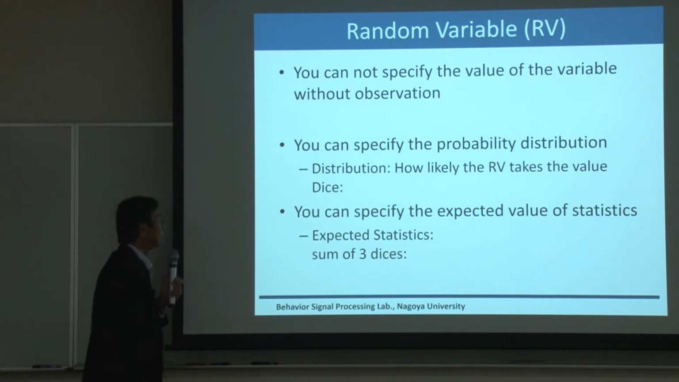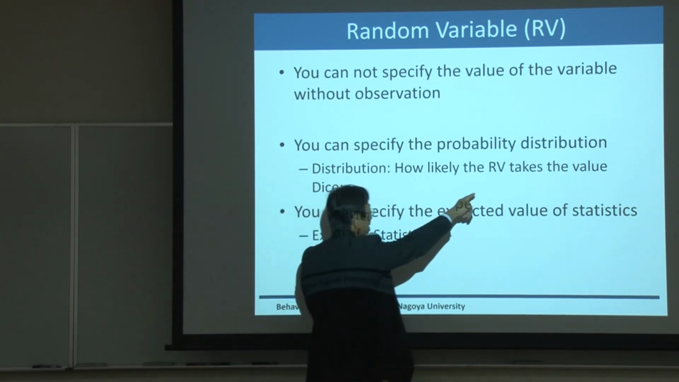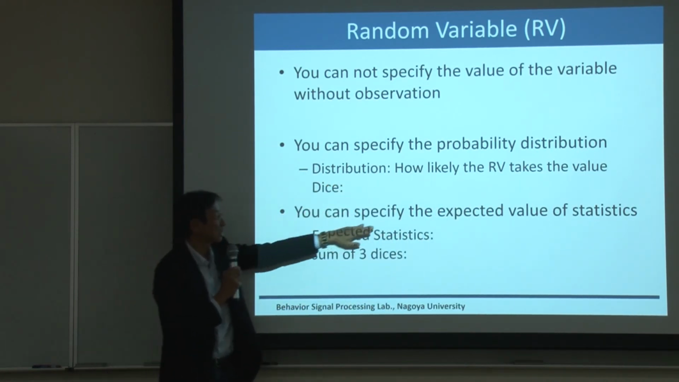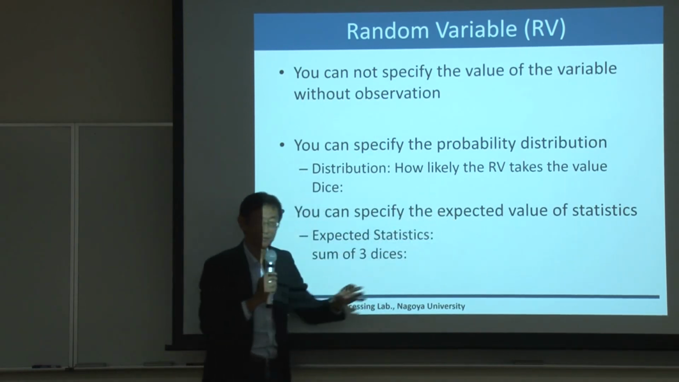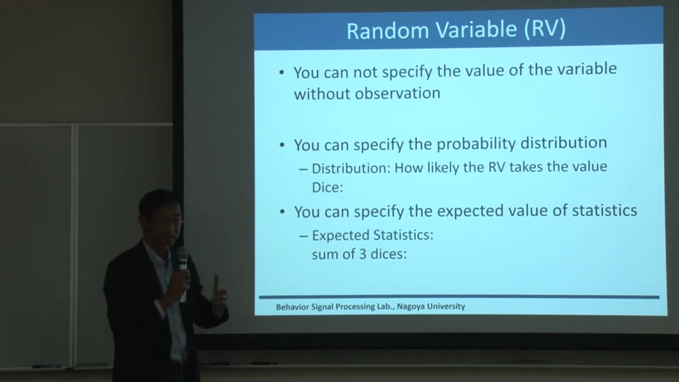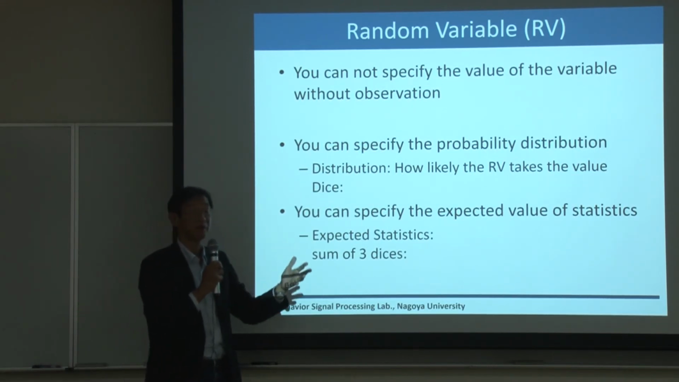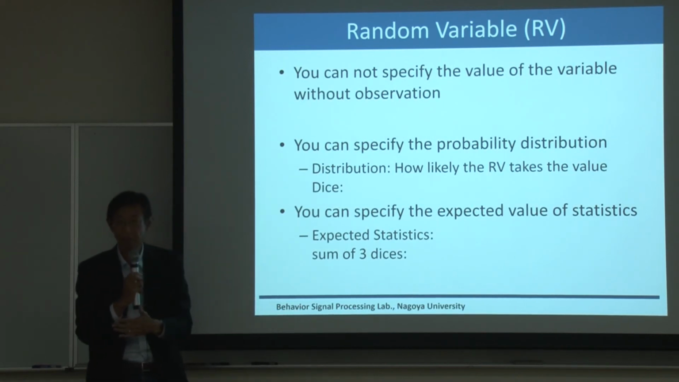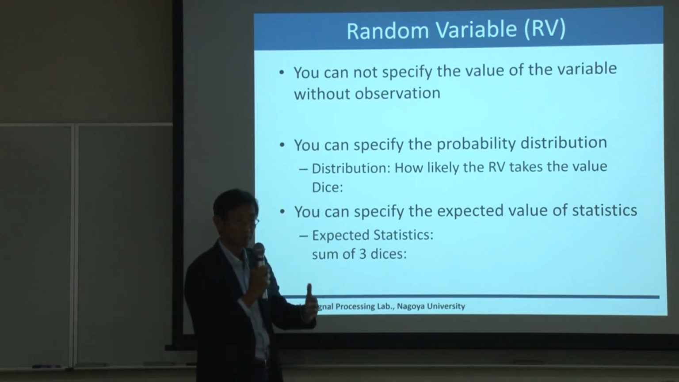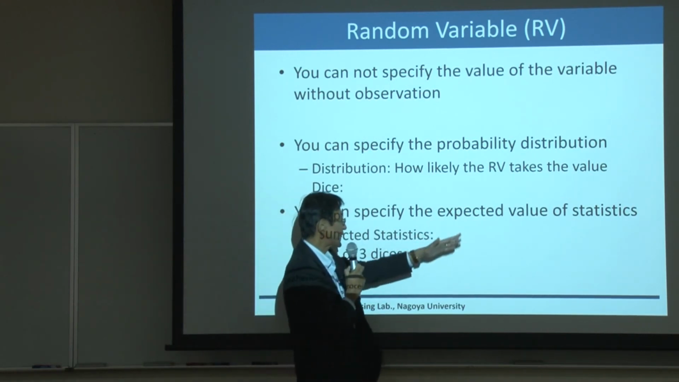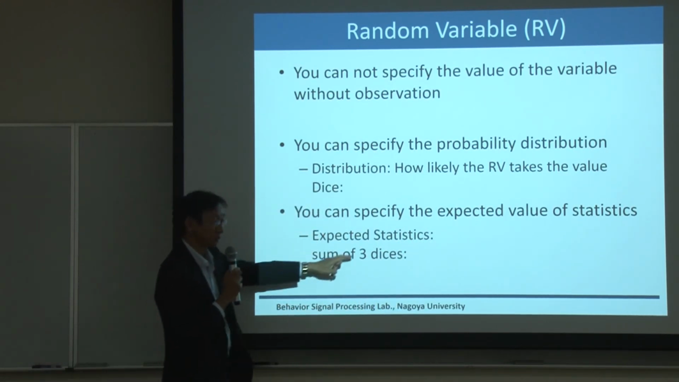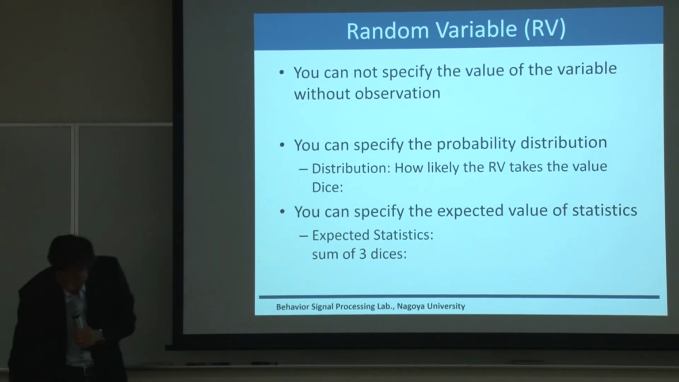Okay, so distribution is how likely the random variable takes the value, and a dice is 1/6, and you can specify the expected value. Expected value is a crucially important idea when you talk about data science. We can discuss expected value before observing, but we cannot know the real value before observing. Okay, so expected value of statistics. For instance, the sum of 3 dice can be calculated by this.